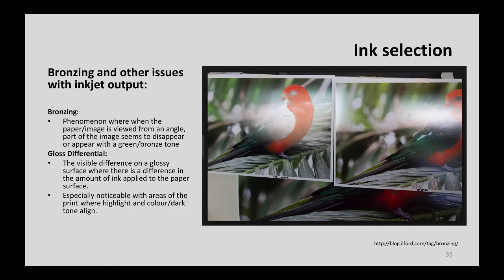So bronzing. Now I did say to you that gloss paper has some problems, and mostly around bronzing and gloss differential. Bronzing's when the paper or the image is viewed from an angle and part of the image seems to disappear or appear as a green bronze tone. Now this is where there's been too much ink laid down, and this is a problem with gloss paper. Gloss differential is visible on a glossy surface when there is a difference between the amount of ink applied to the paper's surface, and it's especially noticeable in areas where the printer's highlight and colour meet dark or darker areas.